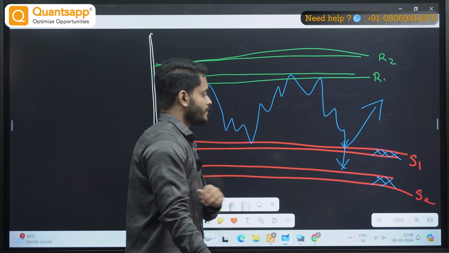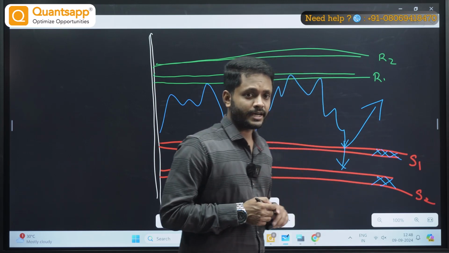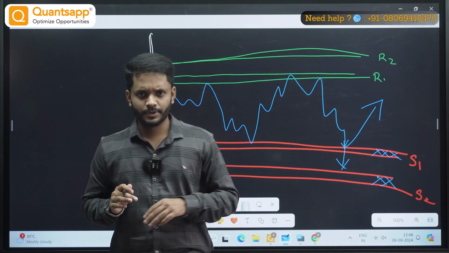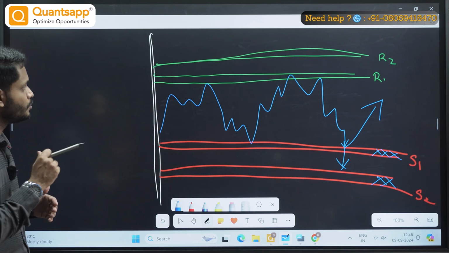So if the support level is getting stronger and stronger, there is a possibility that it might reverse back. Now my question to you is, how would you know?